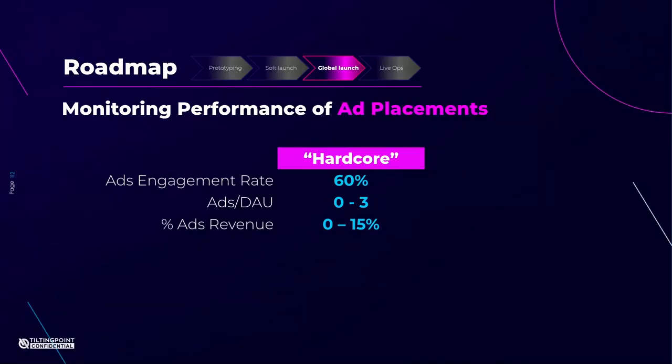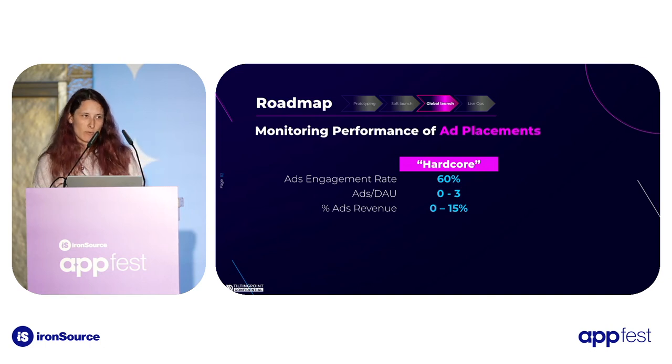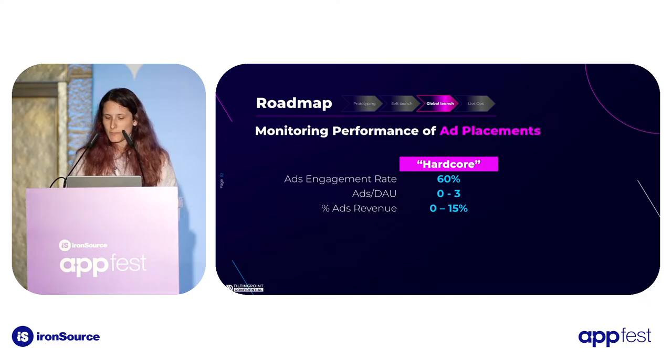In the hardcore games, what we've been seeing at Tilting Point is that the ad engagement rate is around 60%. Of course, the more the better, but this is an average I've been seeing. The ads per DAU is usually around 0 to 3. They don't see that many ads, but a lot of people see ads, so this is already good. And when it comes to ad revenue, it's 15% top, from what I've seen. But 15%, considering that these are heavily monetized games, is not small, it's quite a lot of money. So it's something to keep in mind because it's incremental for you.